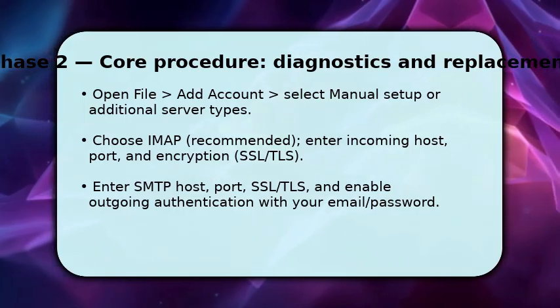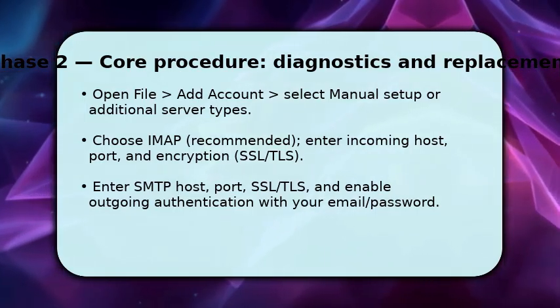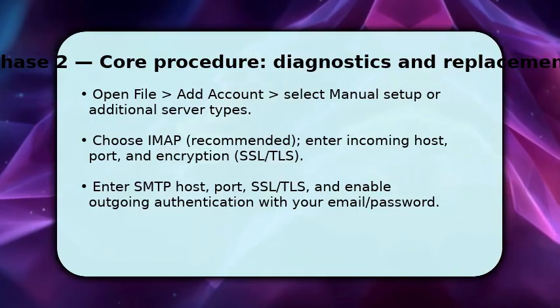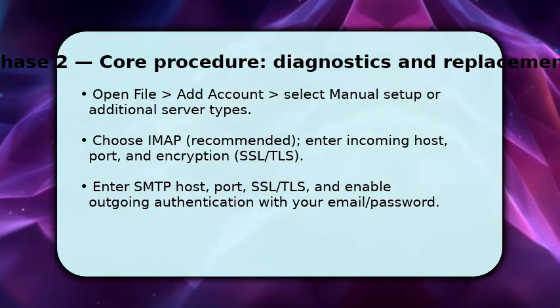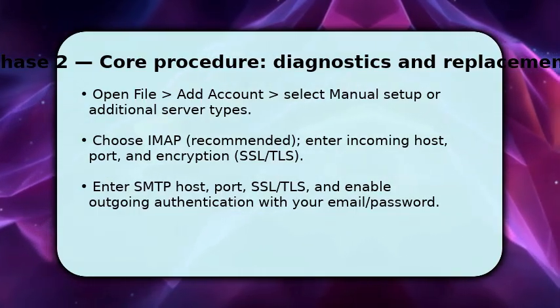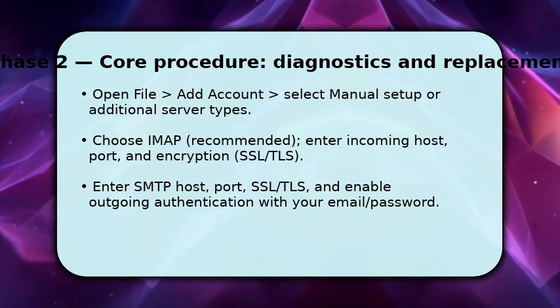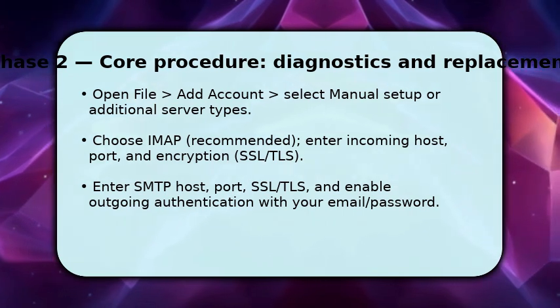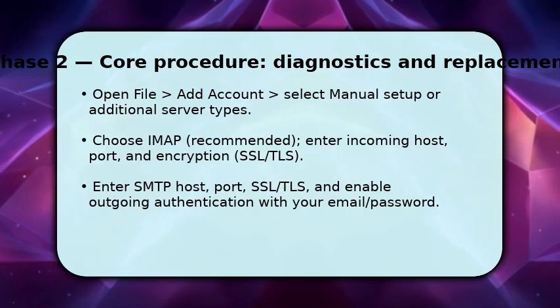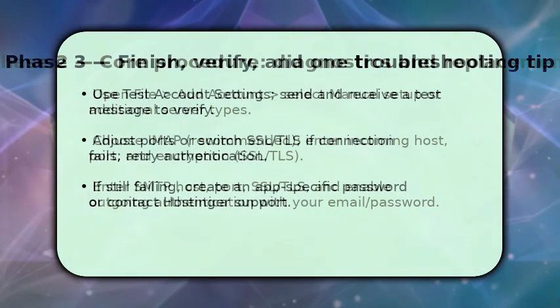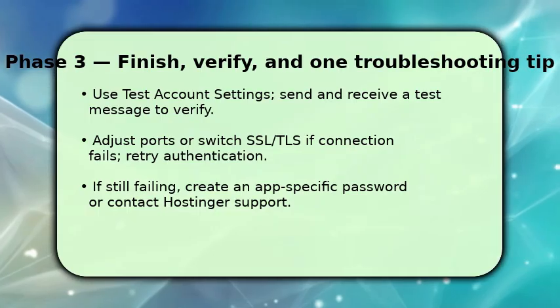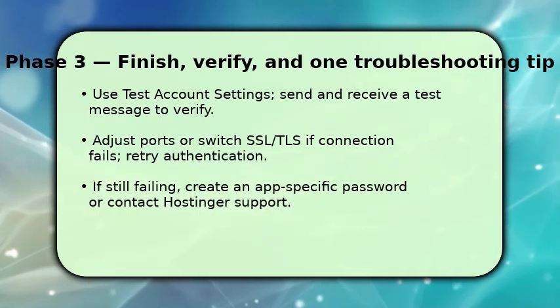TLS if required. Next, fill the outgoing SMTP host and its port, enable encrypted connection, and check the box for outgoing server authentication using the same credentials. Once configured, proceed to the test step to finish by running Outlook's test account settings and send a test message to confirm both send and receive work.